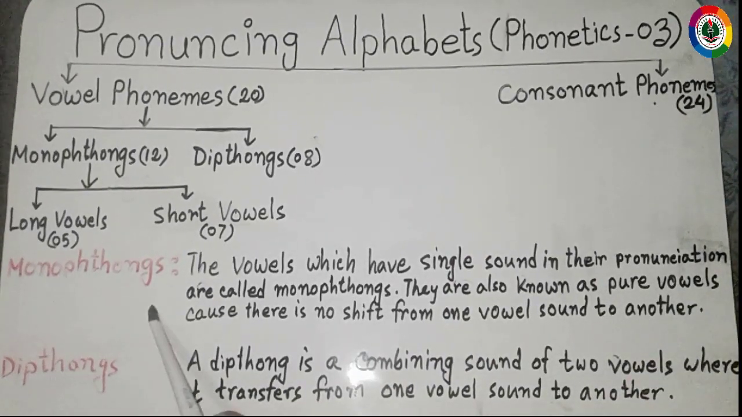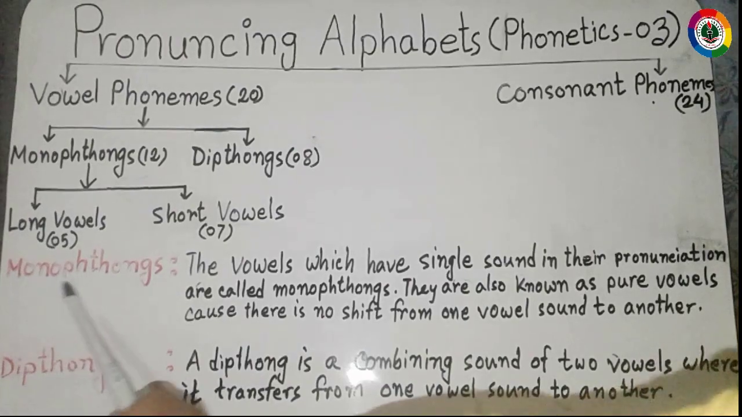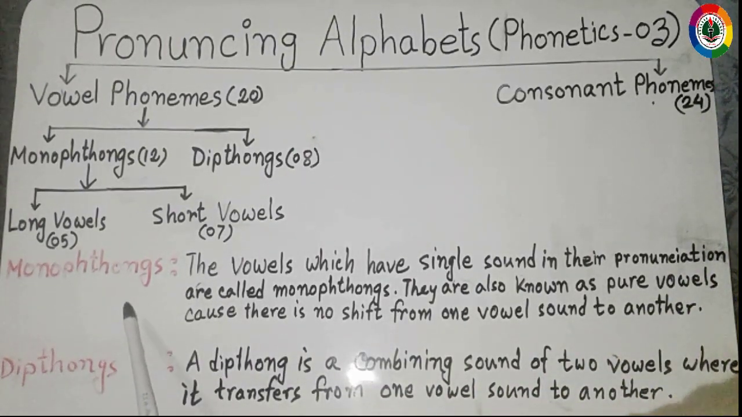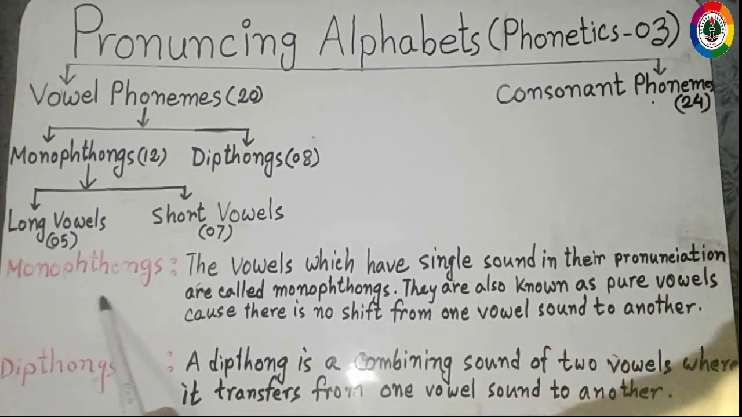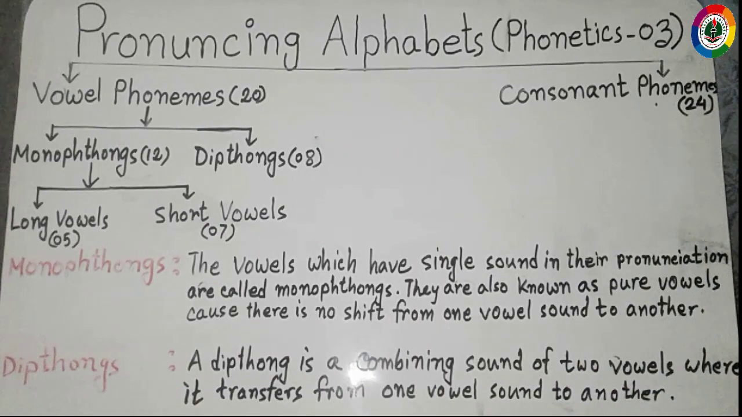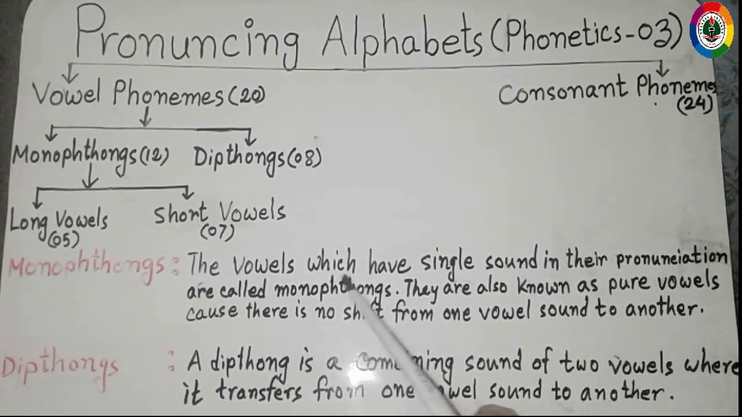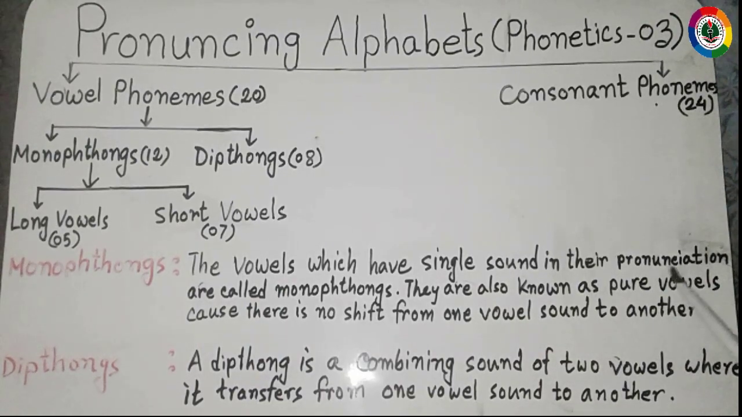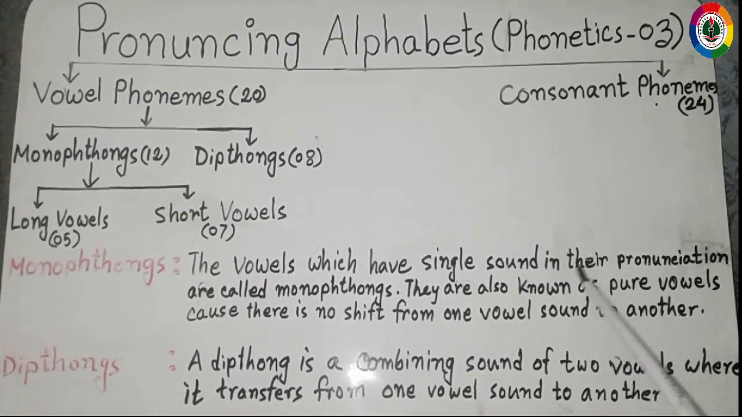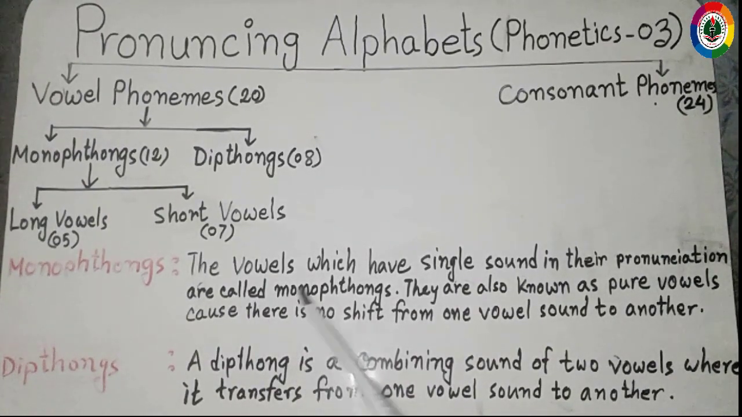From this very word, some of us can already assume that mono means single and phthong means sound. So, monophthong denotes a single sound. Let's move to a longer definition. The vowels which have a single sound in their pronunciation are called monophthongs.